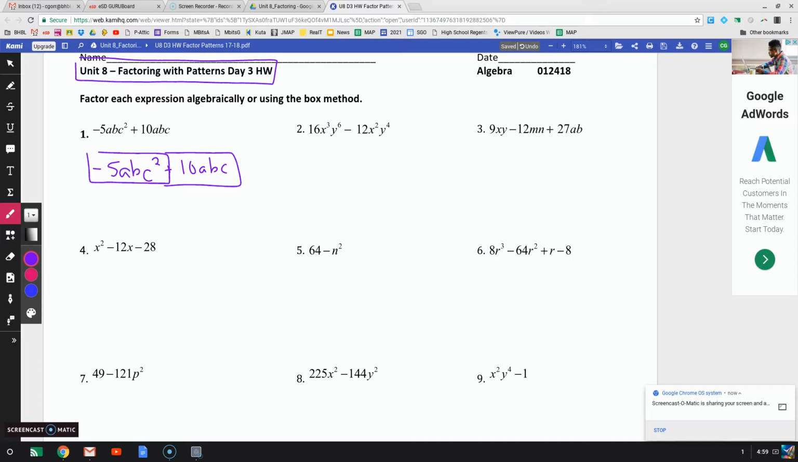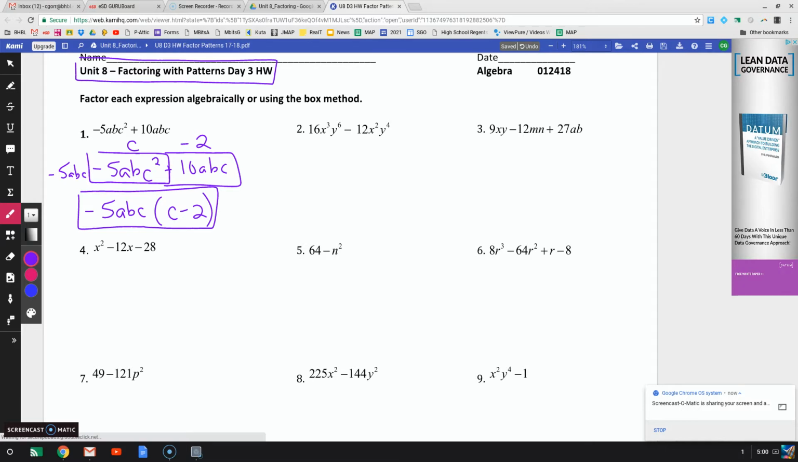Now at this point, if you pull out a 5 or a negative 5, either one would be fine. Let's pull out a negative 5. Now they both have an A, they both have a B, they both have a C. Now let's divide that out. I'd be left with C here, and I'd be left with a negative 2 here. So my answer, negative 5ABC times C minus 2. That is my factored form of my expression.